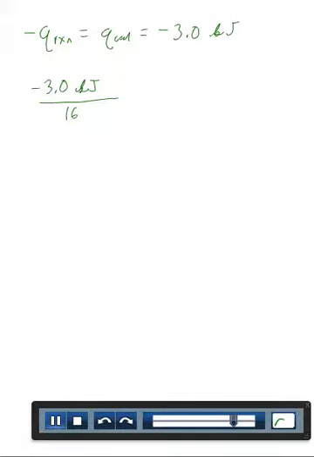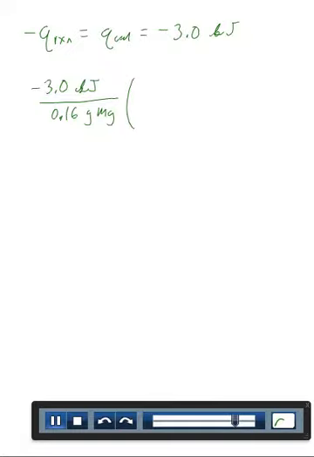So the heat given off by the reaction is going to be negative. So that's heat for the calorimeter. So the heat of the reaction is going to be negative 3.0 kilojoules. So this is negative 3.0 kilojoules per 0.16 grams of magnesium.